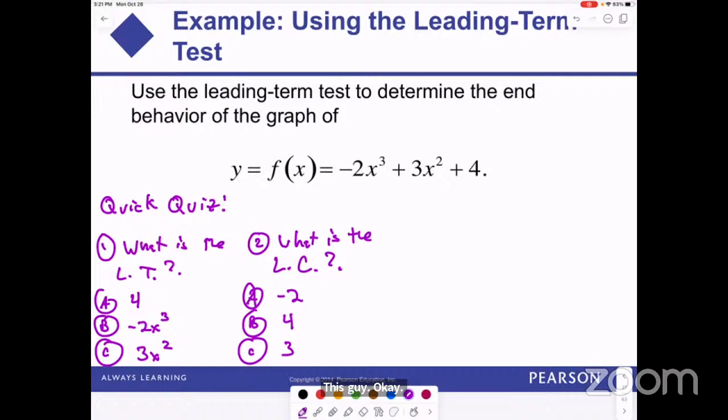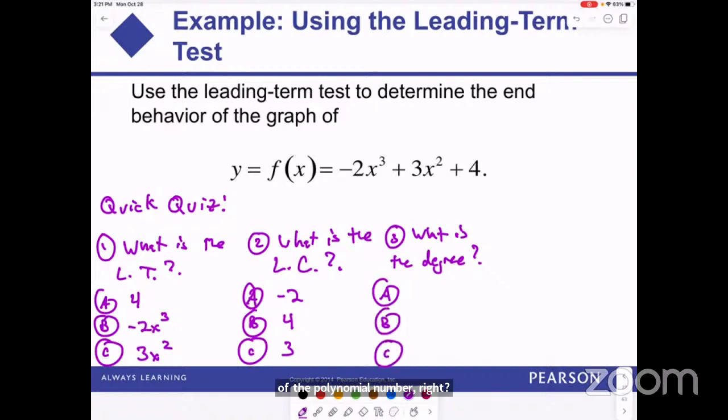Okay, next question, number 3. What is the degree of the polynomial, right? Let me see. Is it -2? Is it 4? Or is it 3? Okay.